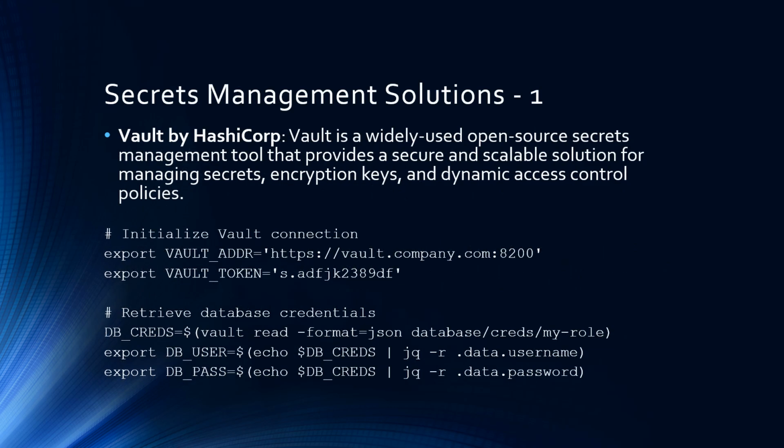Let's explore two powerful secrets management solutions that are widely used in the industry: HashiCorp Vault and AWS Secrets Manager. HashiCorp Vault has become the de facto standard for secrets management in many organizations. Its key strengths include open source nature, allowing full customization, support for dynamic secrets, built-in encryption as a service, extensive API and CLI tools, high availability configuration options. Here's a practical example of using Vault in a CI/CD pipeline.